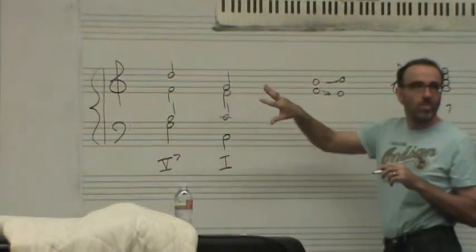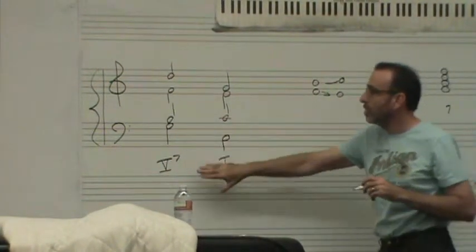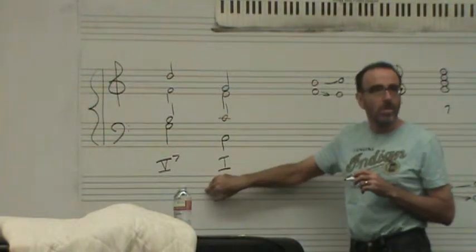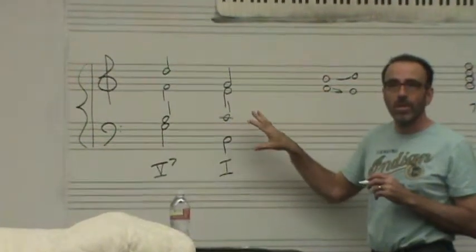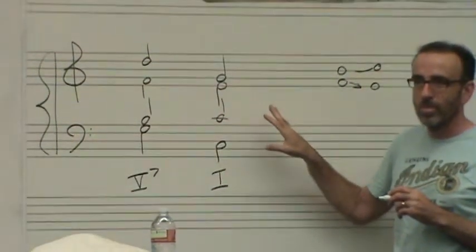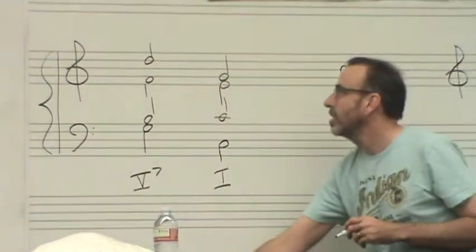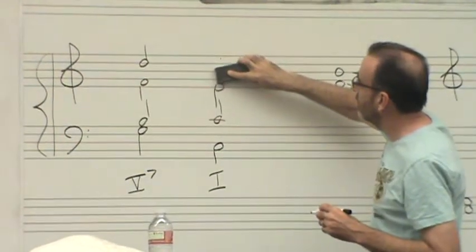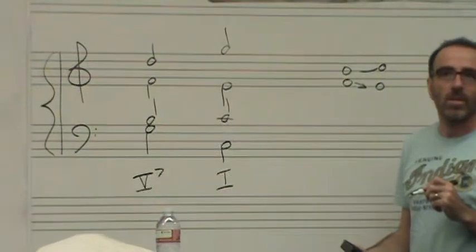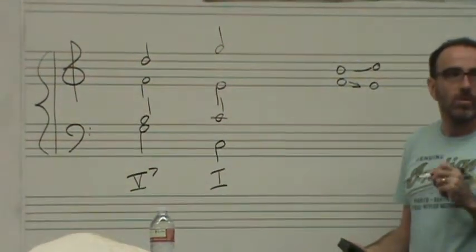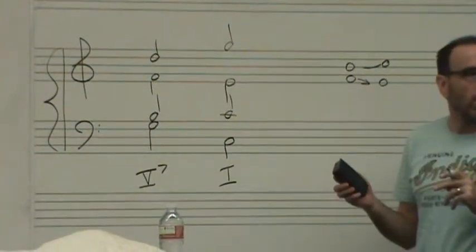So this is the problem of resolving root position 5-7 to 1: if you follow all the rules of resolving it correctly, you're going to run into problems. There's no way to avoid parallel fifths or something like that. So we've got different ways of dealing with that, different strategies.